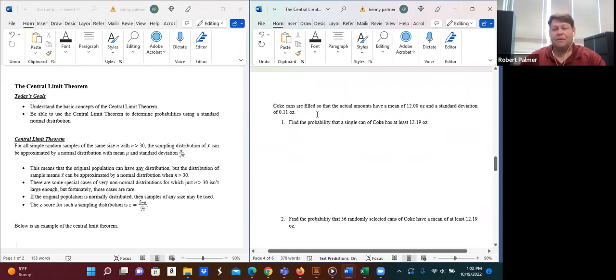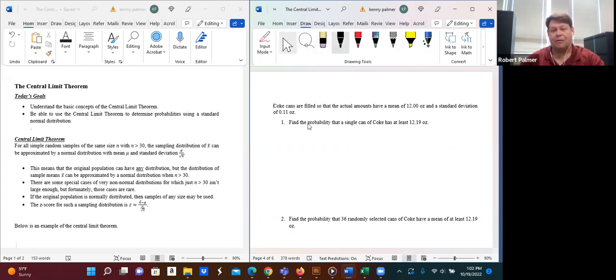This one said cans of Coke are filled, so the actual amounts have a mean of 12 ounces and a standard deviation of 0.11 ounces. Okay. Now, if you notice this one, there's nothing said about the distribution. We don't know if it's normal or not. It might be. We don't know. Okay. So problem number 1 is a question about an individual can of Coke. What is the probability that a single can of Coke has at least 12.19 ounces? So that's a lot more similar to the first problem we did. Okay, so our X is 12.19.